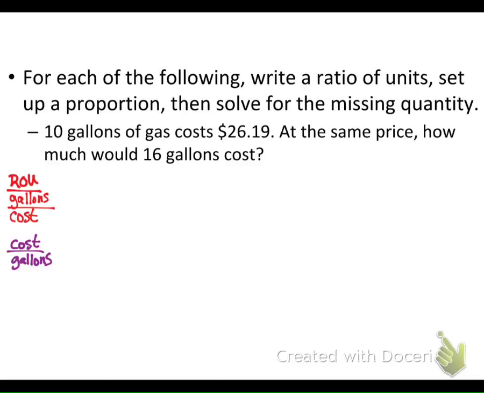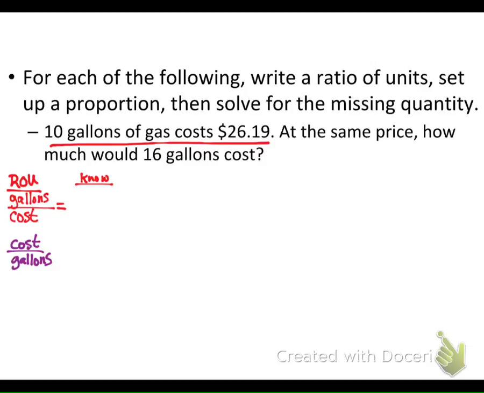Now, to set up our proportion, we're going to talk about the stuff that we know. So what's our known information? We know 10 gallons of gas costs $26.19, right? So if I use these two numbers, because they're being compared, I need to put that in my first ratio to create that proportion.